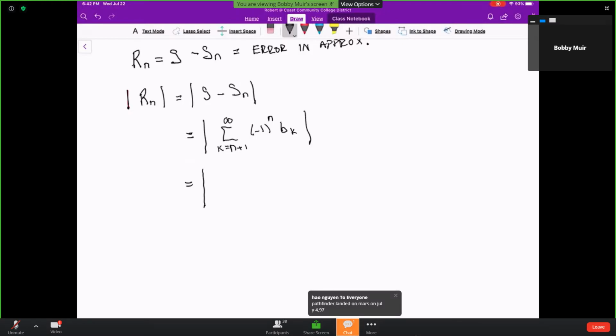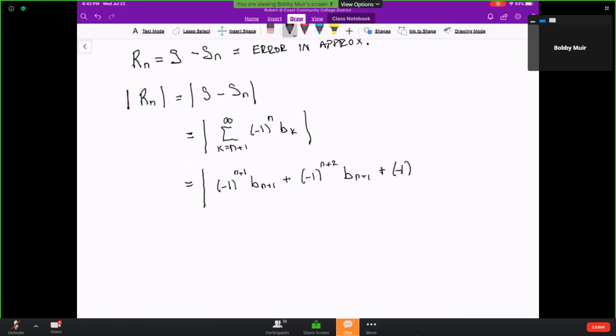As I start to write all this out inside the absolute value sign, what I get is (-1)^(n+1) b_(n+1), plus (-1)^(n+2) b_(n+2), plus, I think 3 terms will be enough. No, I probably need 4.